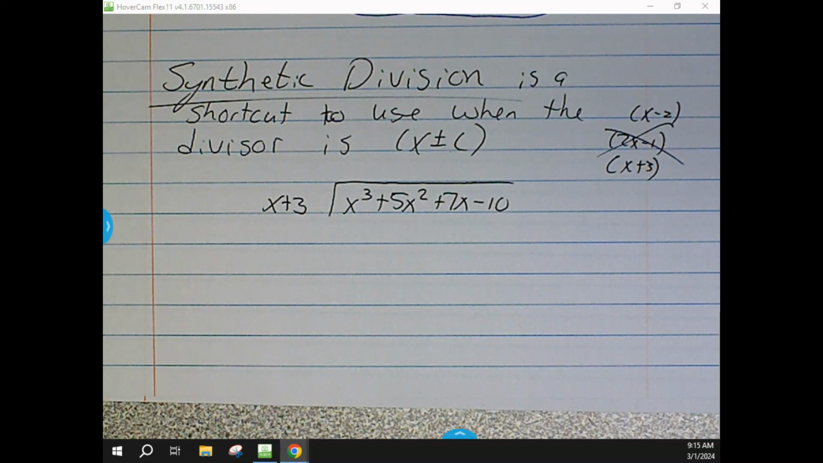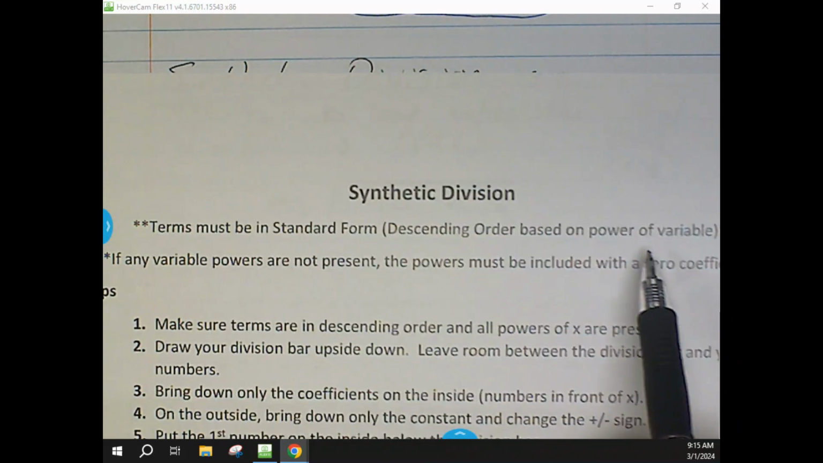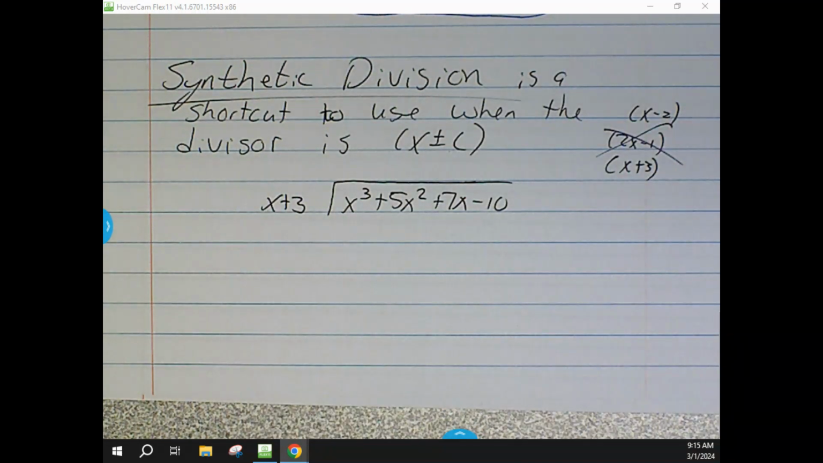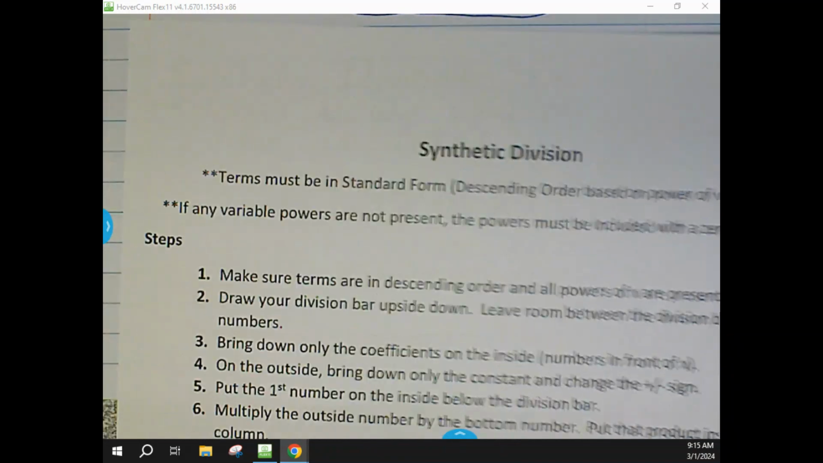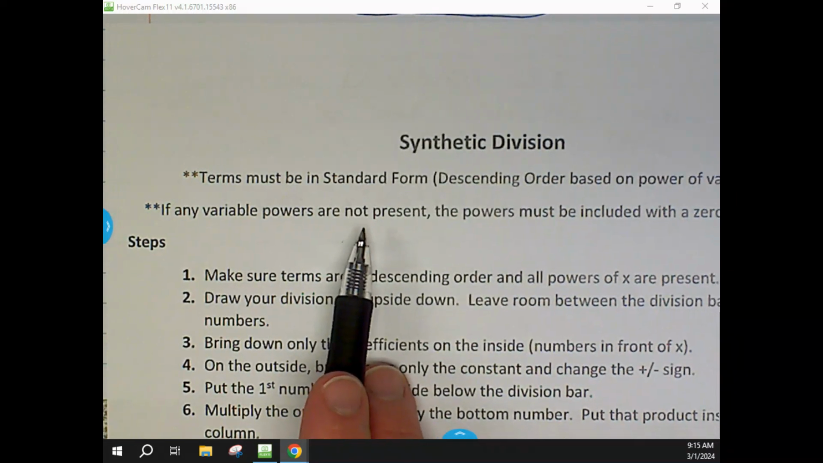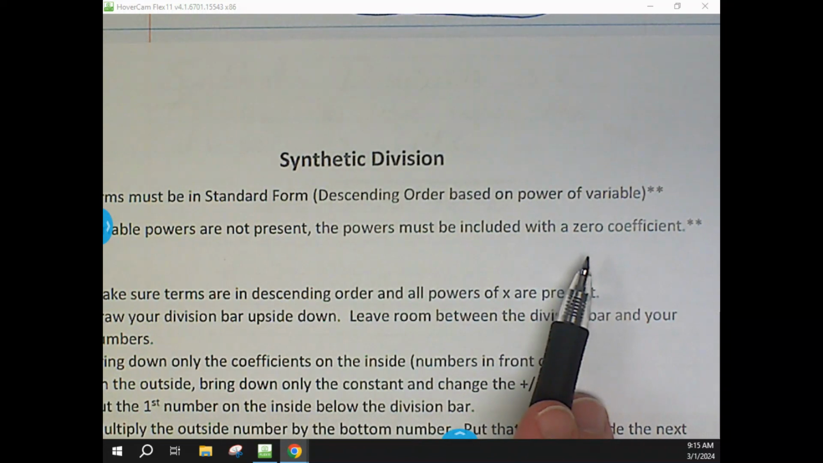Okay, and we talked just a few days ago that, if we're talking about standard form, the terms are in descending order based on the powers of x or whatever the variable is they give to us. In this case, everything is in descending order, so we're good here. Second thing you have to have: if there's any variable powers missing that are not present in your question, you have to include those powers with a zero coefficient, which basically means this.